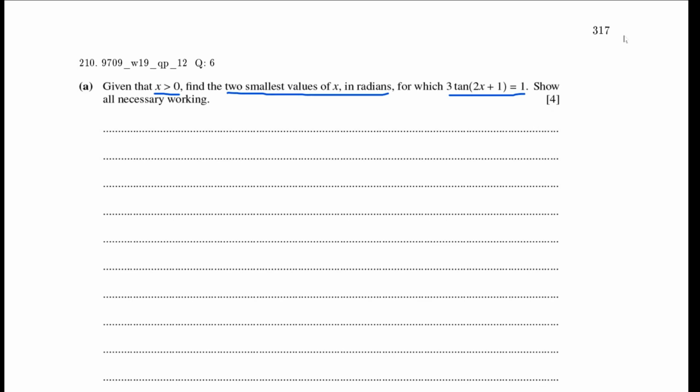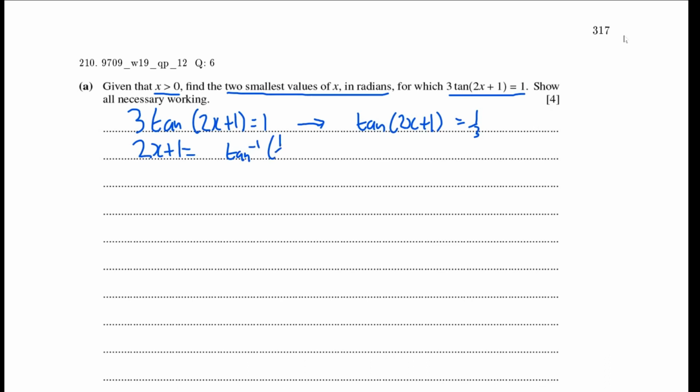So let's go through how to do this. First of all, we've got 3 tan(2x plus 1) is equal to 1. And the first step is just simply rearrange that. So we're going to get tan(2x plus 1) is equal to a third. And what we'll do, we will do the inverse tan. So we'll say 2x plus 1 is equal to inverse tan of 1 over 3.